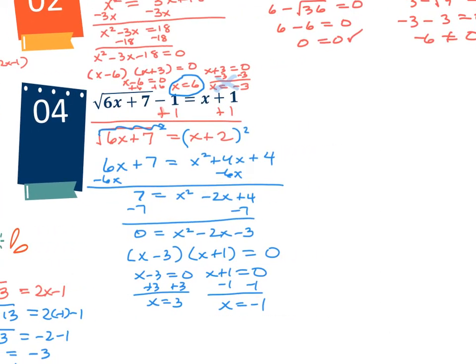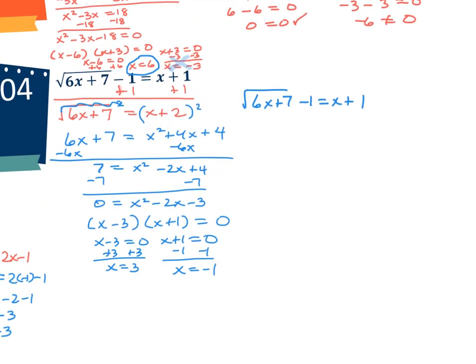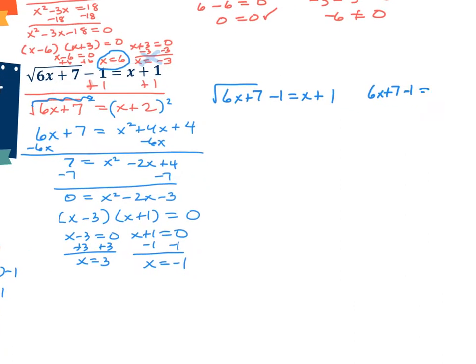So again, let me rewrite the problem twice. So there's the first time. Let me write it again. Just get it set up. This is still under the radical. Okay, so for the first check, I'm plugging in the 3.